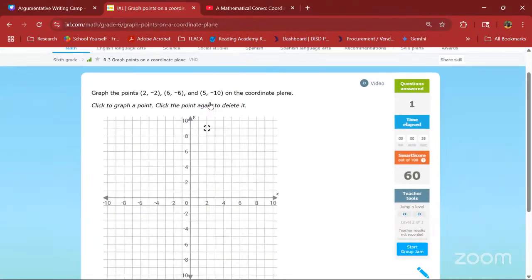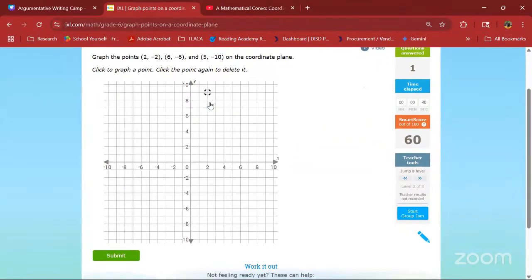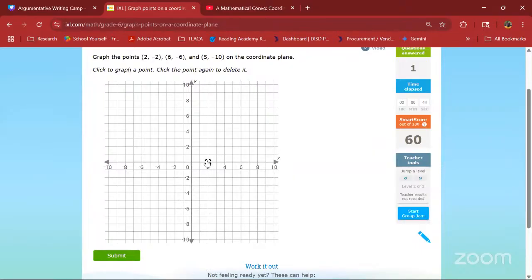Come on. Okay. So graph the points. 2, -2. So my x is positive, but my y is negative. Here is positive x, negative y. Positive 2, -2. That's 1 point. Then I have positive 6, -6. So again, this is going to be in the 4th quadrant with a positive x and a negative y, 6 and -6. Nice little line going there.